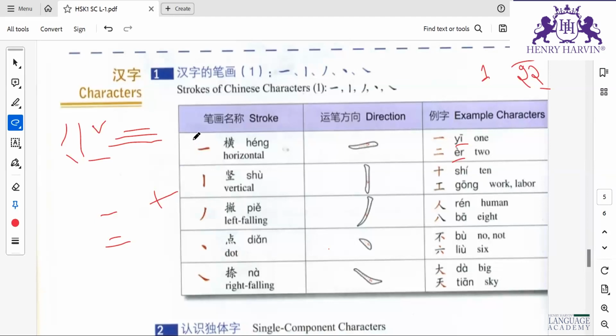This stroke is called heng. This is the shu stroke. This is the pie stroke. This is the na stroke. These are just the names of the strokes. They are not generally important. You should just know what the name of the stroke is, for general reading.